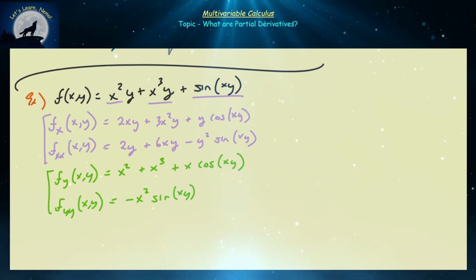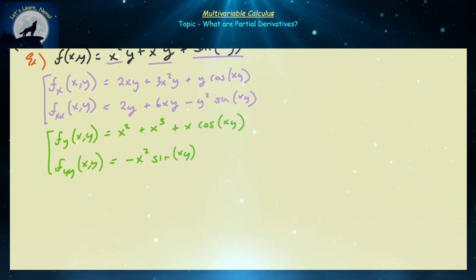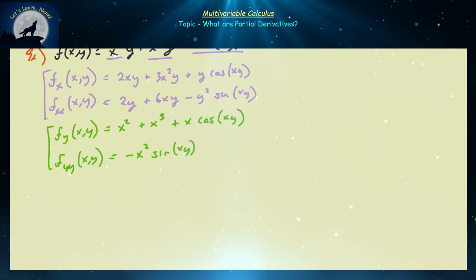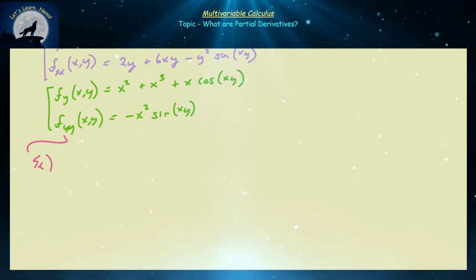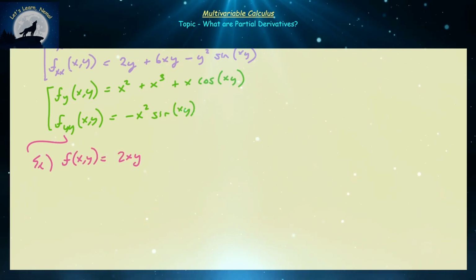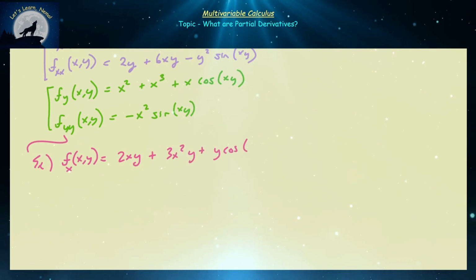So can you mix the partials? Instead of xx and yy, can you do xy and yx? Indeed you can. So let's look at that and see how that would go. Let's bring back our function again. f_x(x,y) was equal to 2xy + 3x²y + y cos(xy). And let's discuss how we would define f_xy(x,y).